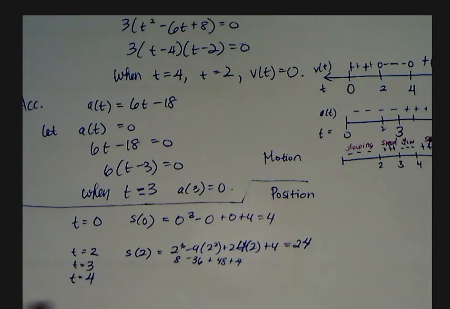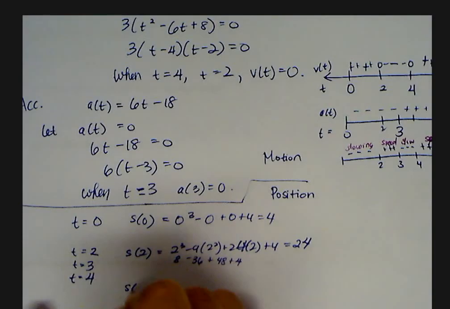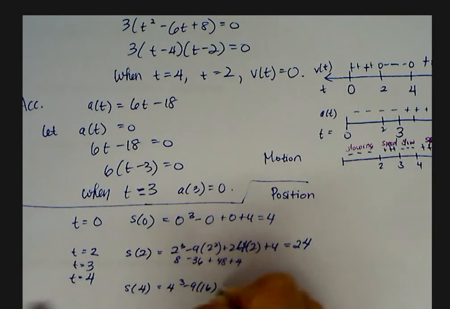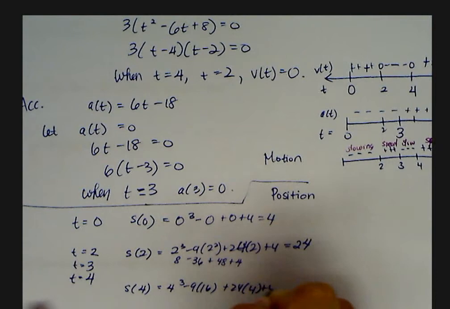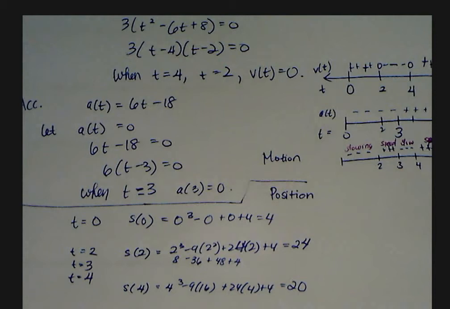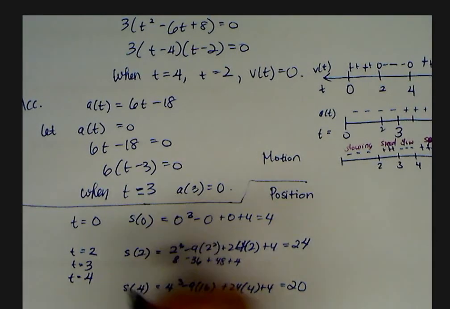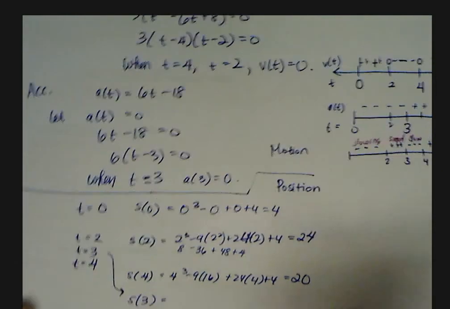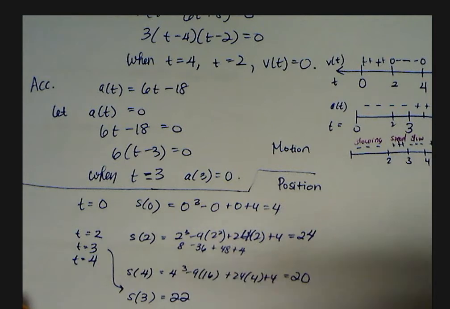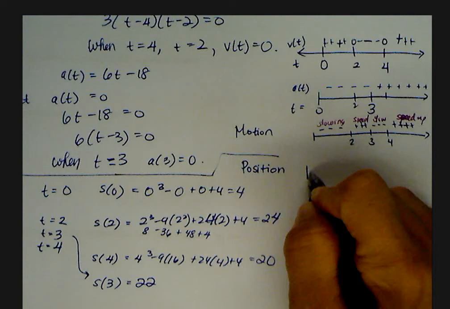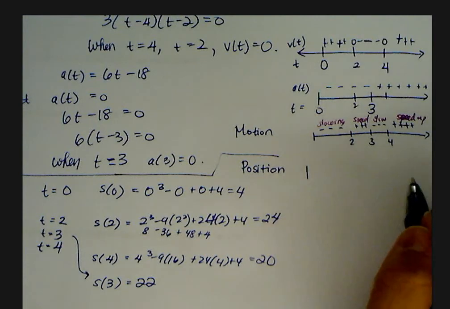Okay. So let's do S of 4 at time 4. What did you get? 4 cubed minus 9 times 16 plus 24 times 4 plus 4. 20? Okay. I guess you might want to know S of 3. What'd you get for S of 3? 22? Okay, now this one doesn't have to be on the same scale. You don't need S of 3, right? I don't think you do.